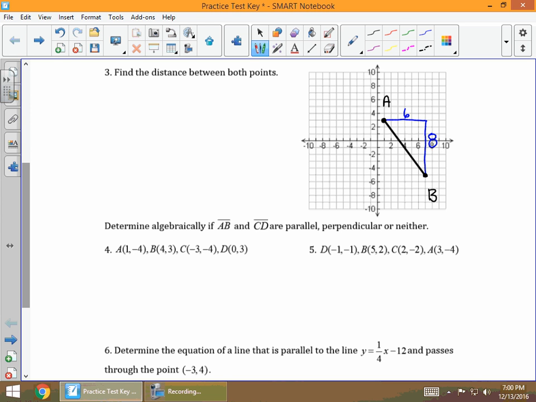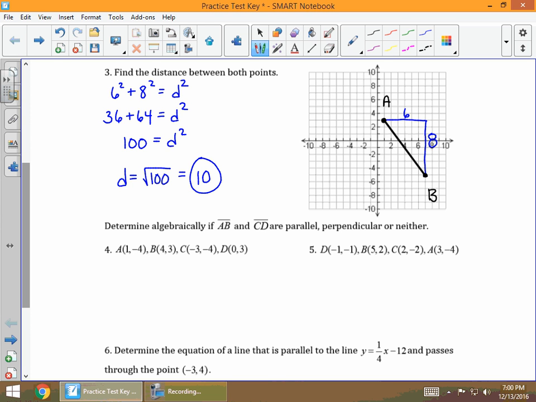So to find the distance, it's a squared plus b squared equals c squared. So 6 squared plus 8 squared is equal to the distance squared. We call this Pythagorean theorem. 6 squared is 36, 8 squared is 64. That is equal to d squared. 36 plus 64 is 100. That is d squared. To find d, I have to do the square root. So d, the distance, is the square root of 100, which simplifies to 10. So my distance between those 2 points is 10.